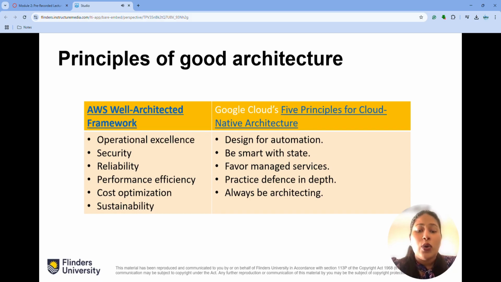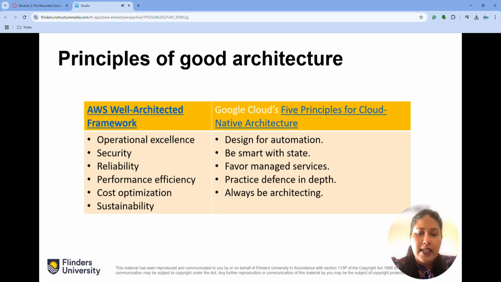And then Google architecture provides best practices for designing scalable, efficient, and resilient cloud applications. The first principle, which is design for automation, means automate deployment, monitoring, and scaling processes to reduce manual intervention and improve system reliability. The second one, be smart with state, means to reduce reliance on stateful services by using stateless ones when possible, which helps to improve scalability and reliability.